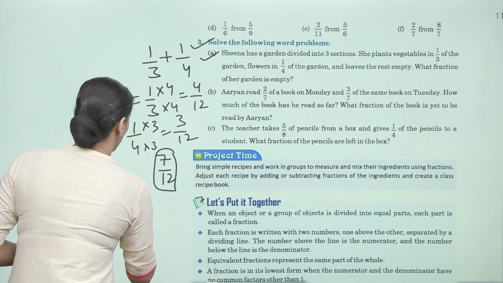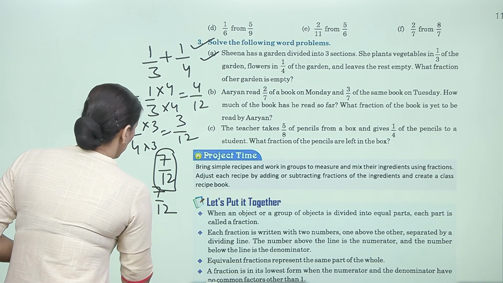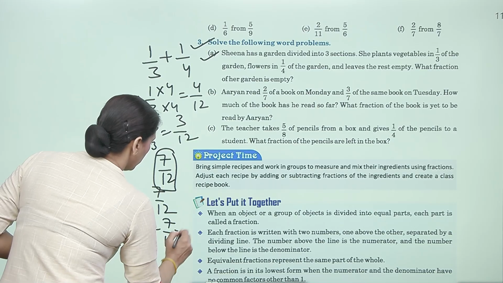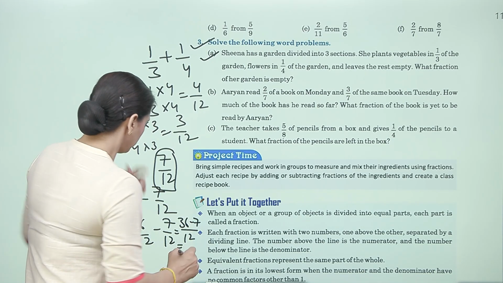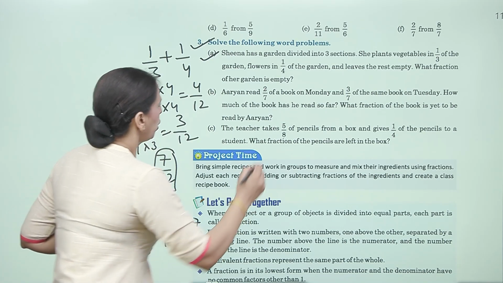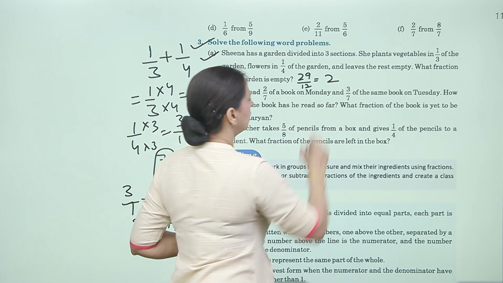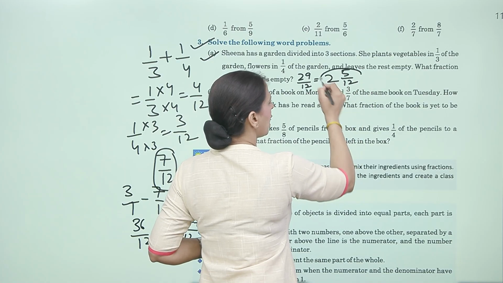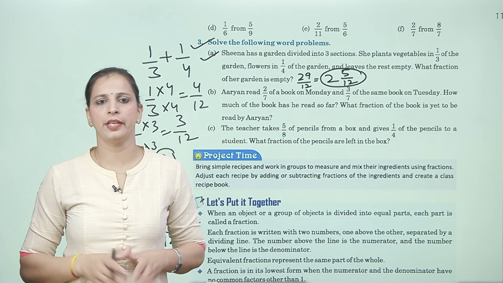Now the total is 3/1 minus 7/12. Now 12 3s are 36 upon 12 minus 7 upon 12. 36 minus 7 upon 12 is equal to 29/12. So 29/12, or 12 2s are 24, 2 is to 5/12 parts are empty.